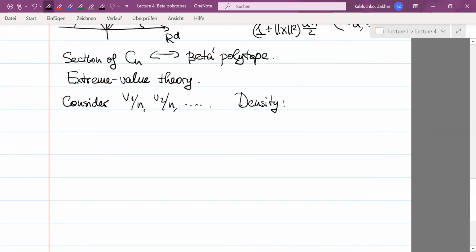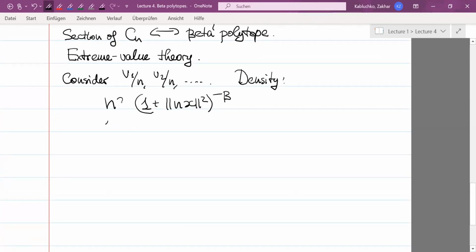I have to insert in the beta prime density, instead of x, nx, because they divide by n. So it is nx squared to the power minus beta. But then in the density, there is also a factor here, because everything is d-dimensional. We have here a factor n, and then a constant.